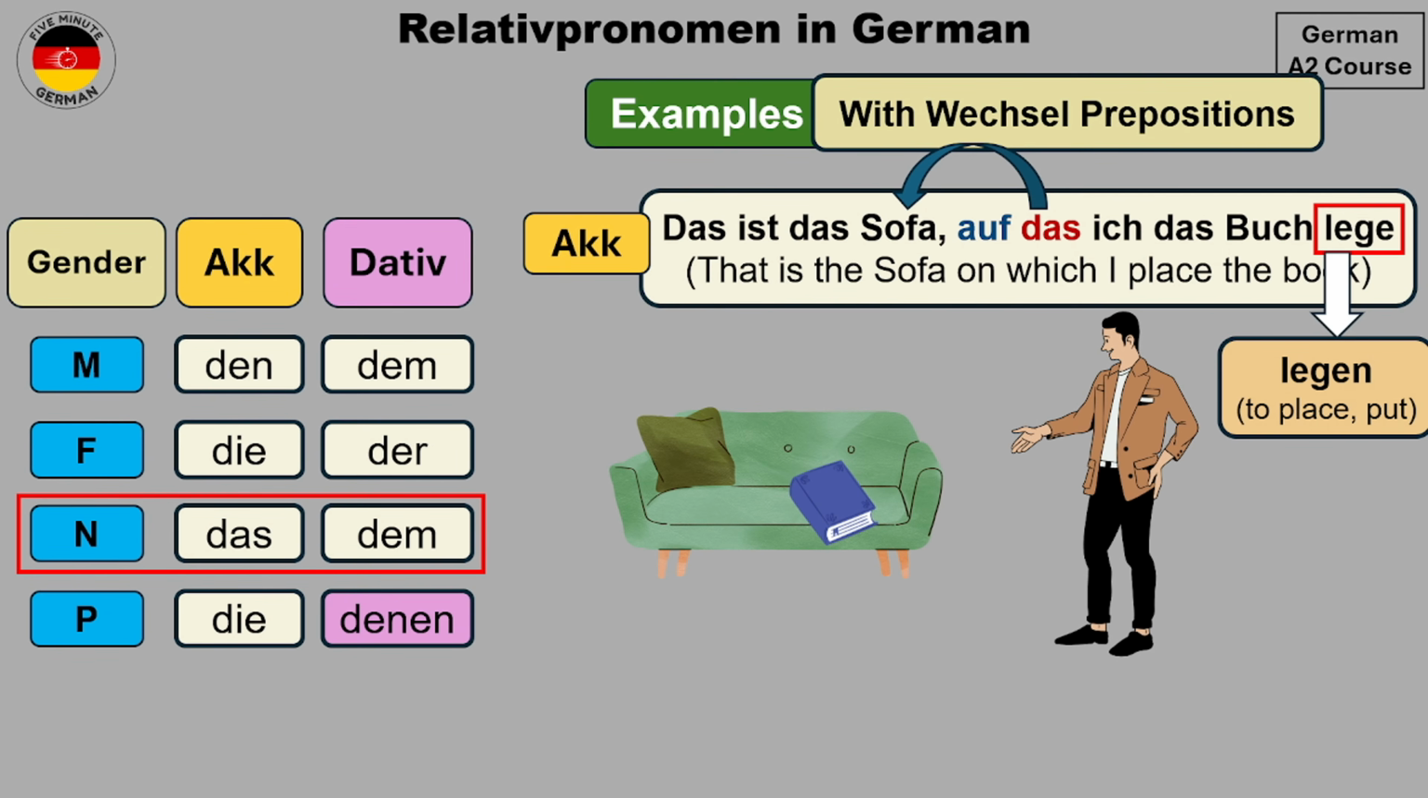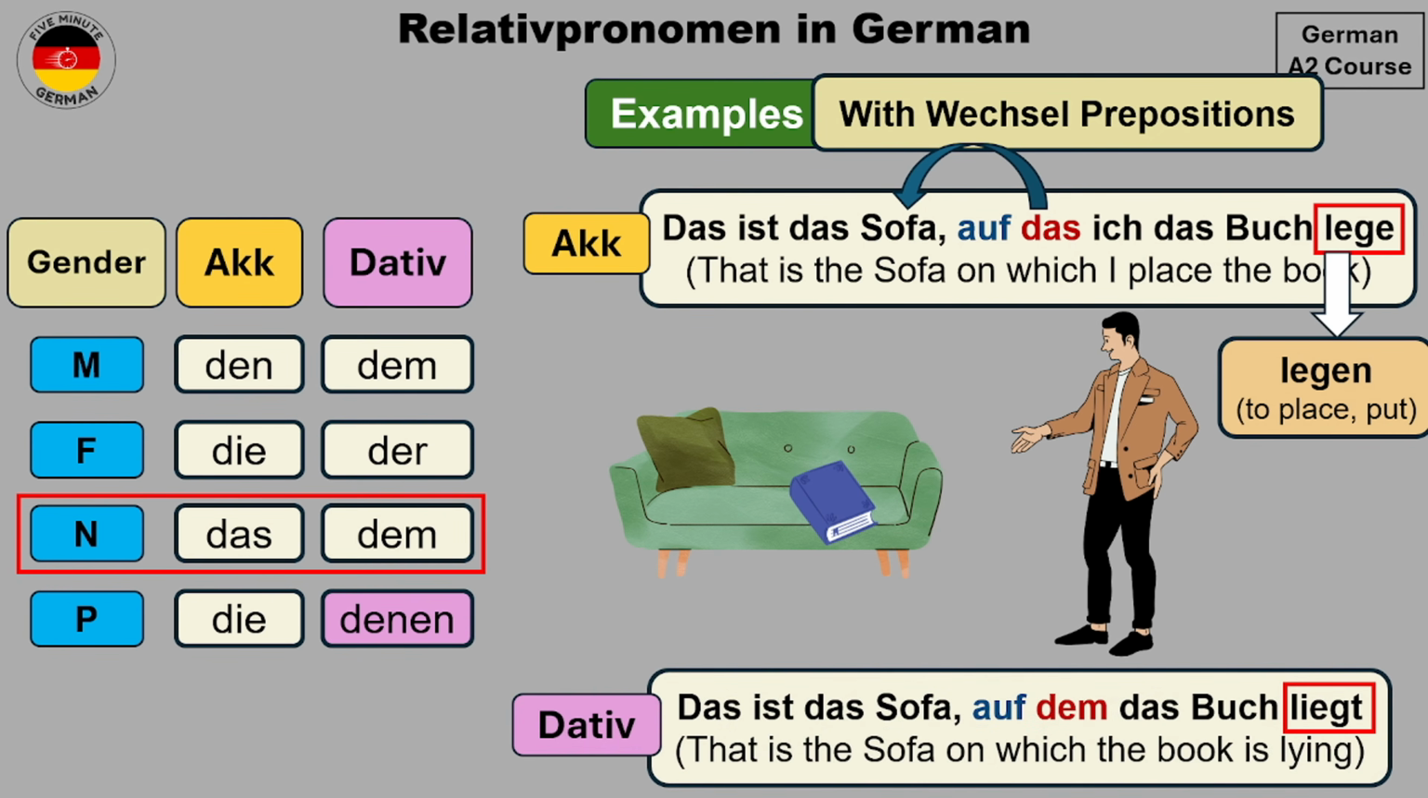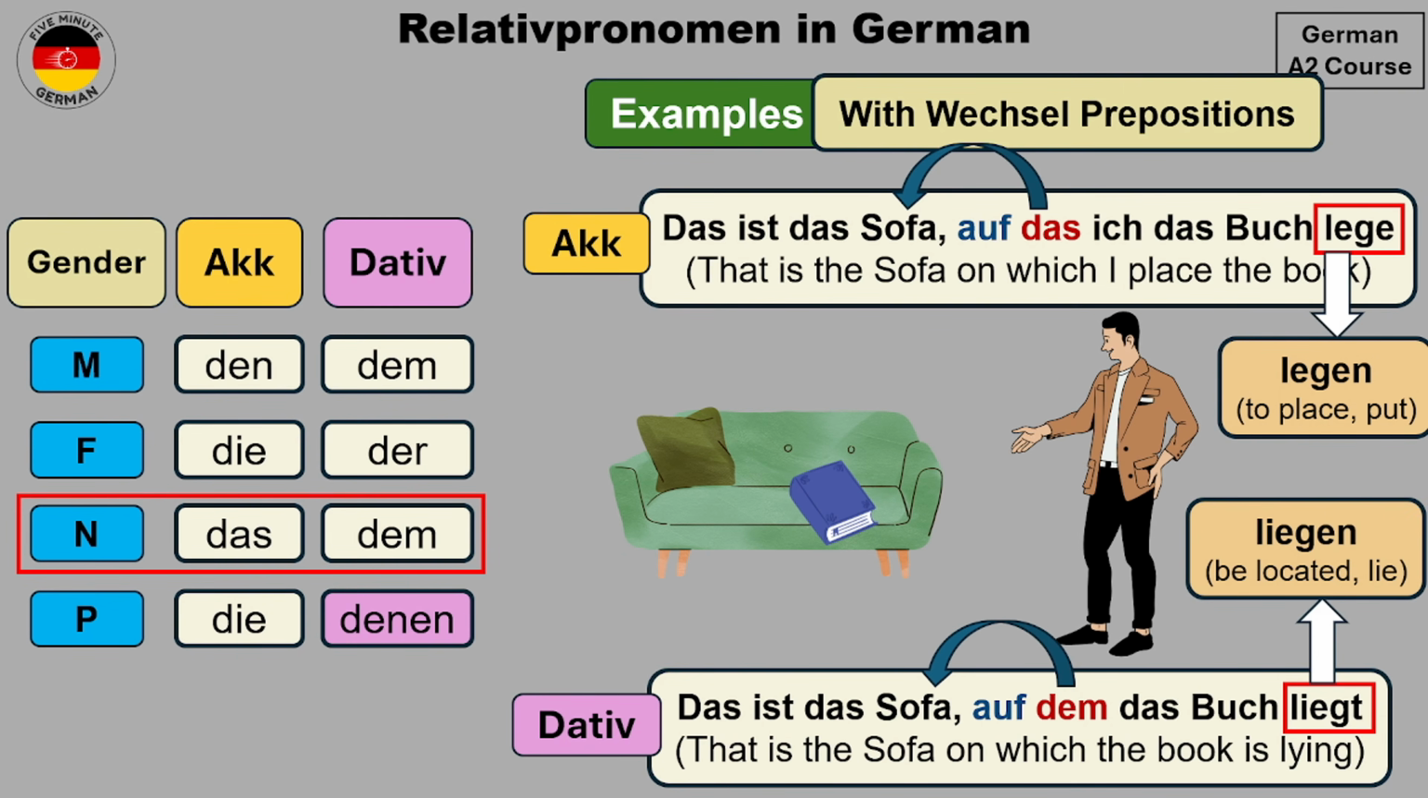Now if we just want to say that the book was lying on the sofa, then we can do this by saying, Das ist das Sofa, auf dem das Buch liegt. That is the sofa on which the book is lying. So you see, this time after the preposition auf, we have used the dative case, which is dem, to refer to the sofa because we are only describing the location and there is no movement happening. And that's why we have also used the verb liegen, which means to be located or to lie.